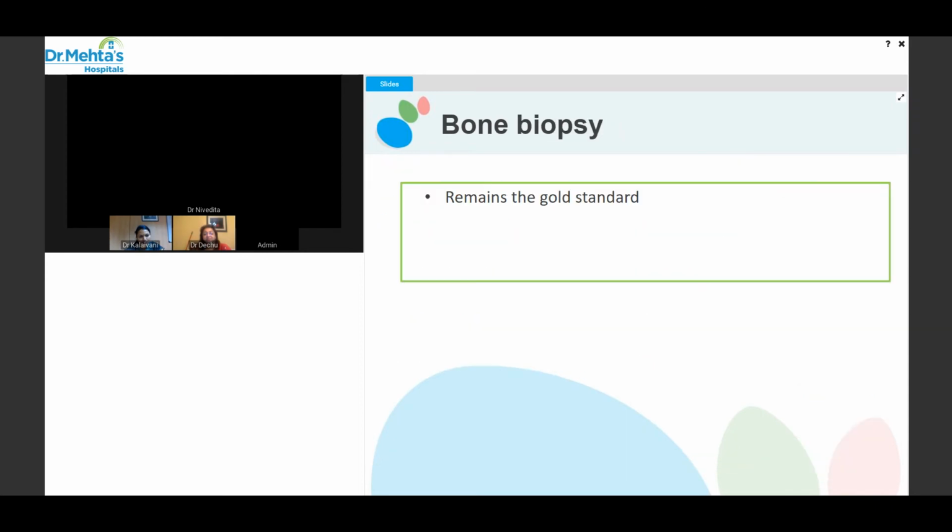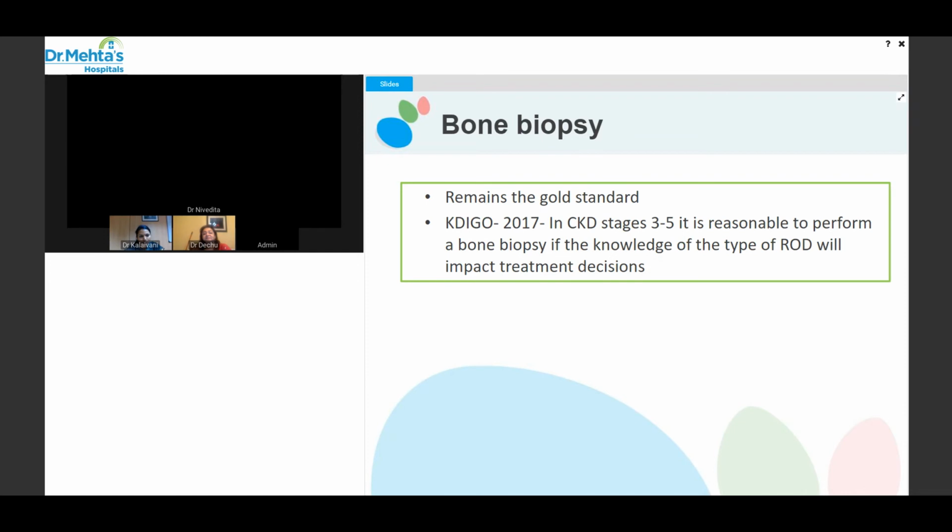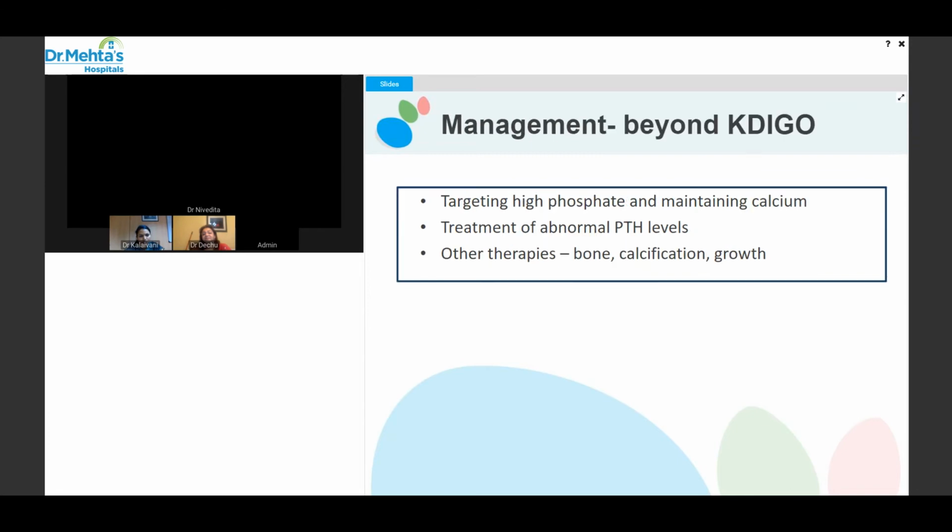Bone biopsy still remains the gold standard, and the KDIGO guidelines say it is reasonable to perform a bone biopsy if the knowledge of the type of ROD will impact treatment decisions. Coming to the management of CKD and going beyond the KDIGO guidelines, the main aim of the KDIGO guidelines is to target high phosphate and maintain calcium, treat abnormal PTH, and give supportive therapy for bone calcification and growth.